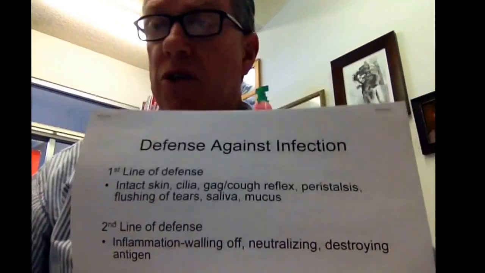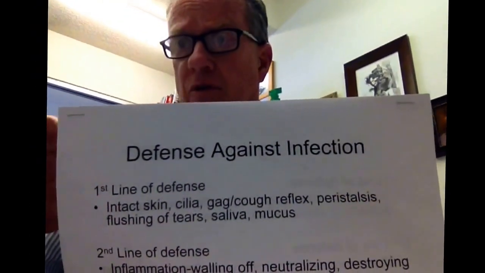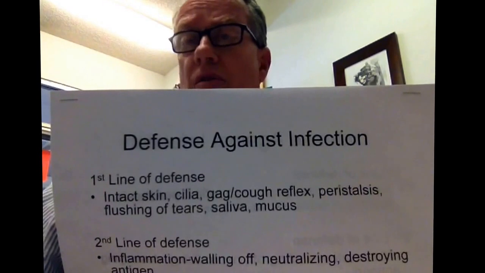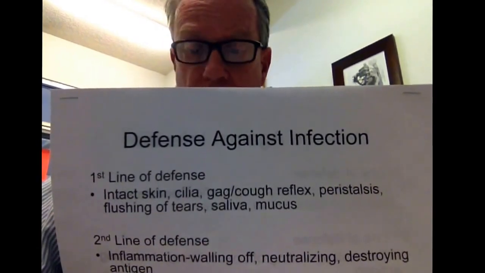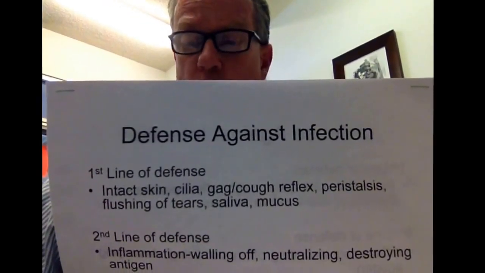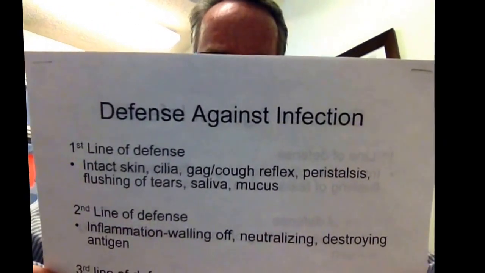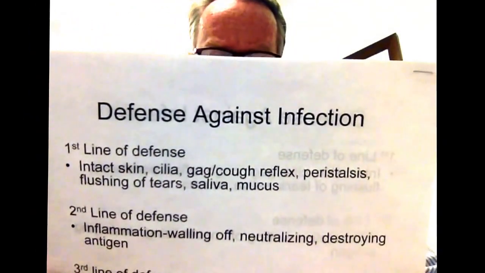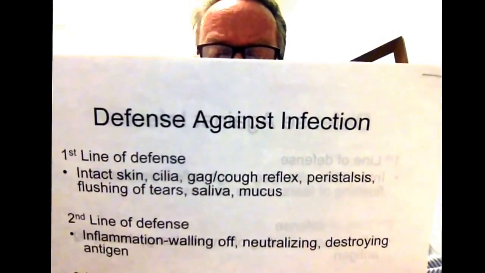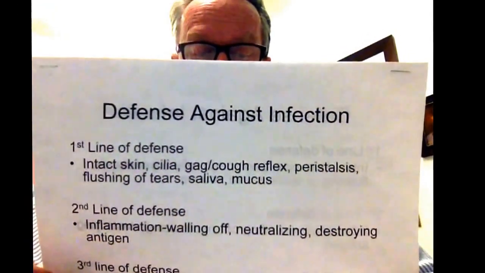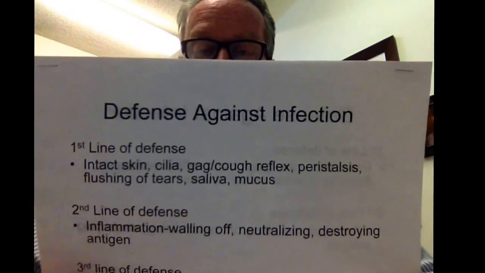Second line of defense is inflammation. And inflammation walls off the disease pathogen, neutralizes it, and hopefully destroys it if our immune system is intact. And then third line of defense is the immune response. So inflammation and immune response are, once the antigen is introduced, those are the next lines of defense.